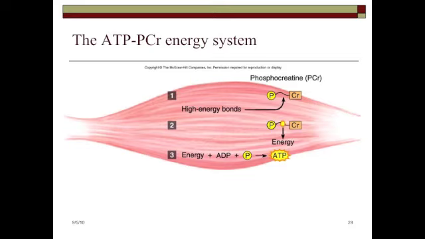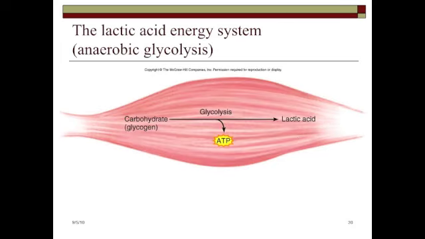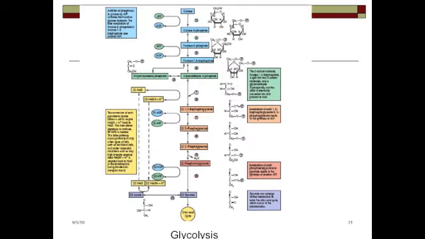There's also the ATP-PC energy system. High energy bonds are created when phosphate and creatine are combined. Energy is released when these are split. The lactic acid energy system is also called anaerobic glycolysis. The breakdown of glycogen, which is the storage form of carbohydrate, is the process glycolysis, which also releases energy and can produce lactic acid. Glycolysis is actually a much more complex set of reactions. For this class, you don't need to memorize this chart.